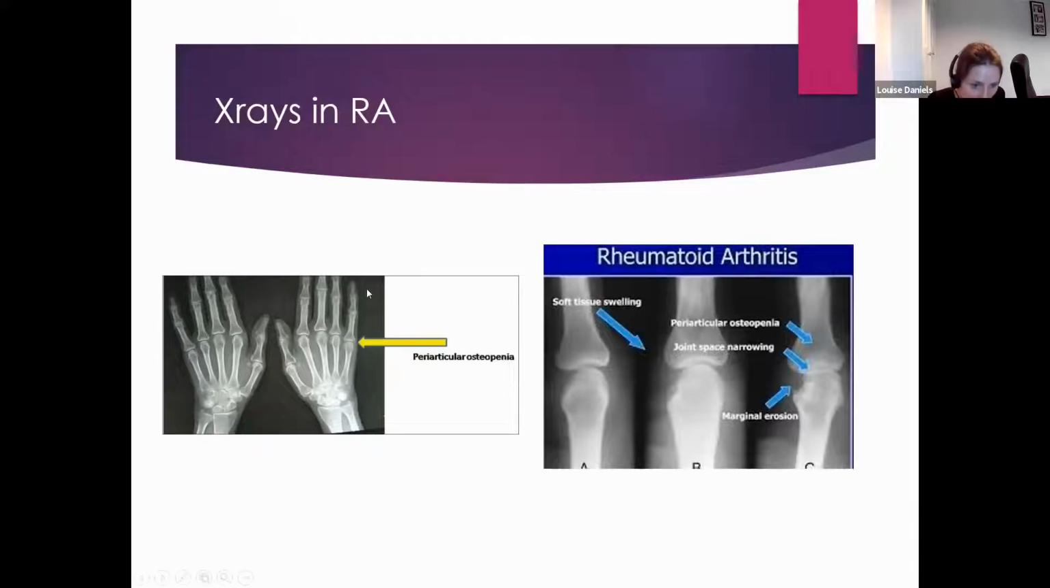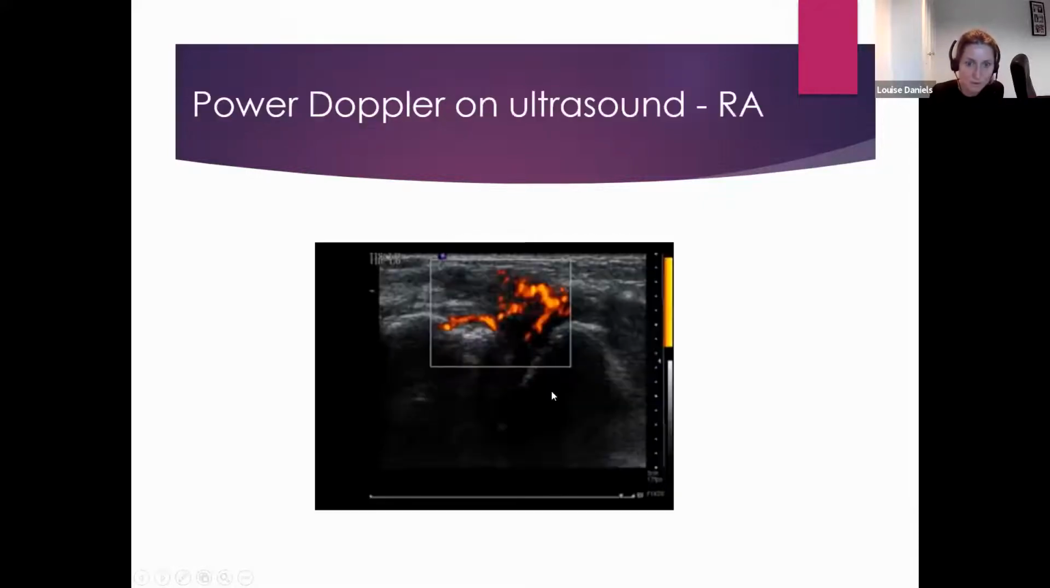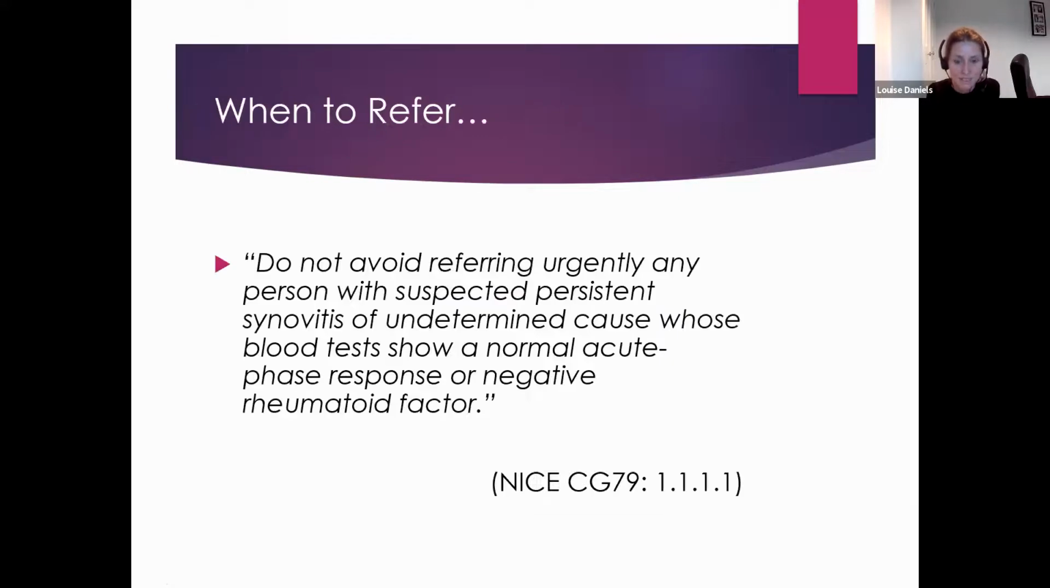So here's some x-rays. The x-ray on the left is a patient with rheumatoid arthritis showing periarticular osteopenia. This is a slightly more progressed x-ray in rheumatoid arthritis with these marginal erosions showing still with some periarticular osteopenia. And then this is a knee in osteoarthritis. You've got joint space narrowing, you've got osteophytes, you've got subchondral sclerosis. So that's what you're looking for there. And this is just to show you the positive Doppler on ultrasound scan in a patient with rheumatoid arthritis.